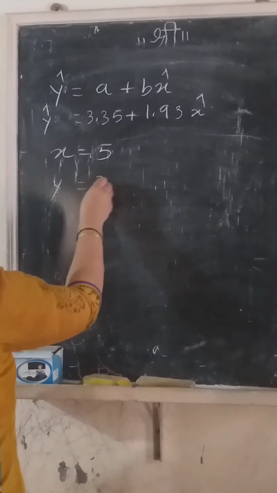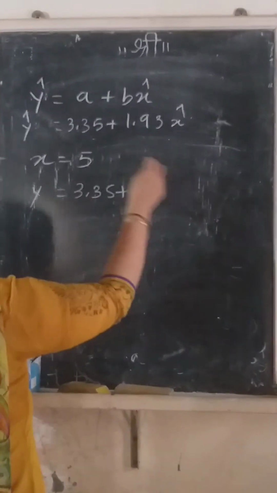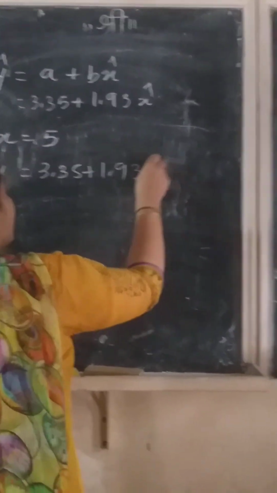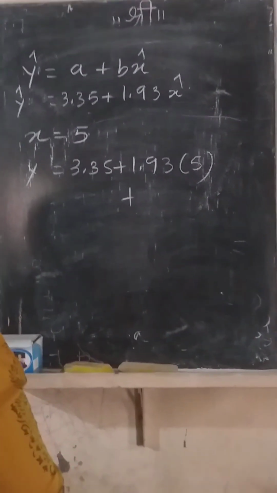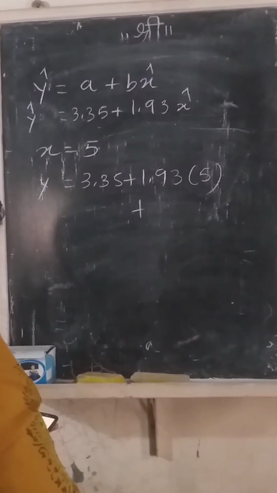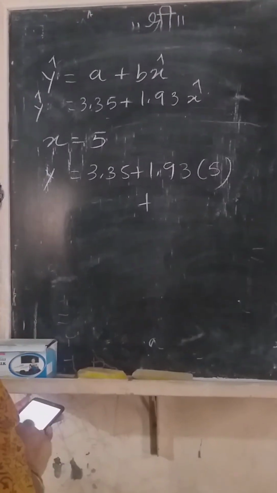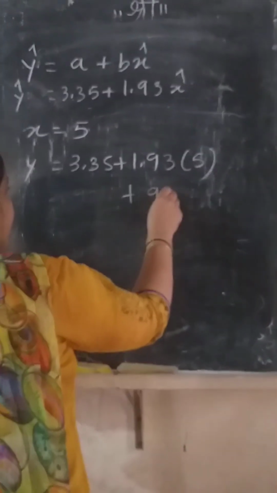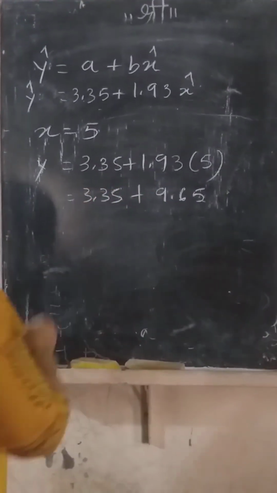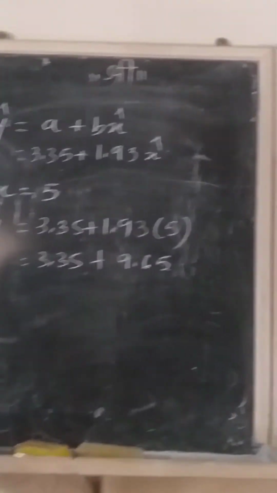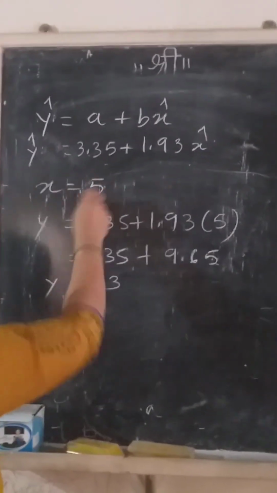So y is equal to 3.35 plus, just replace in this equation the value of x as 5. So 1.93 into 5, that is 9.65, and this is 3.35. So if I add both of them, it is 13. So y is 13 when x is 5.